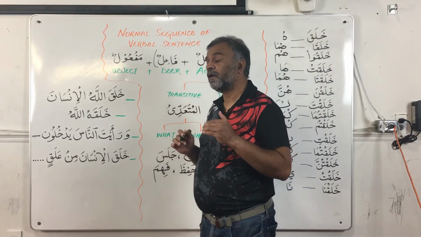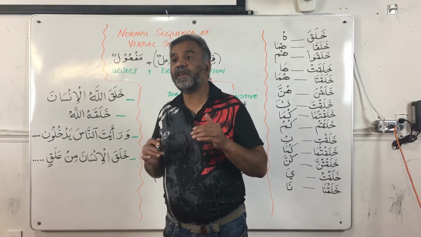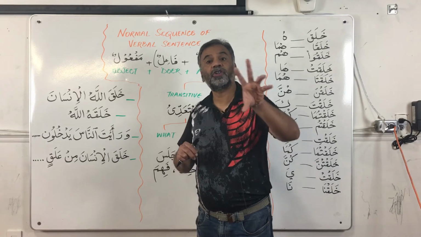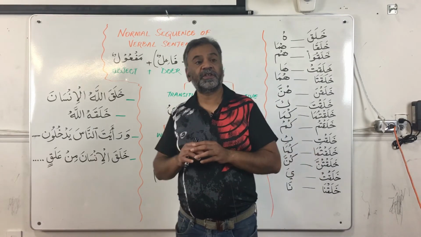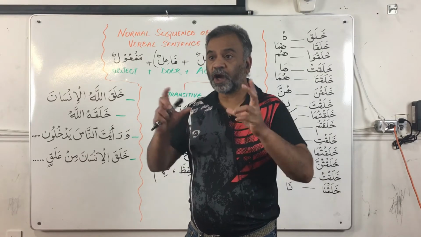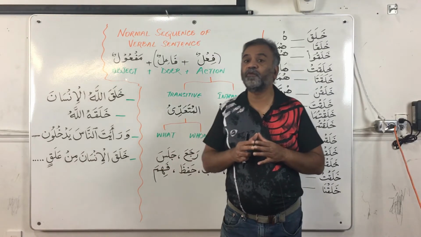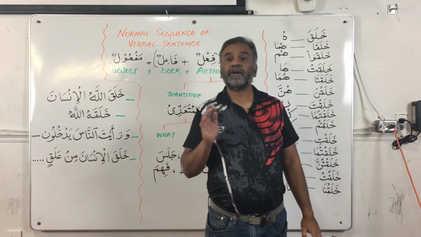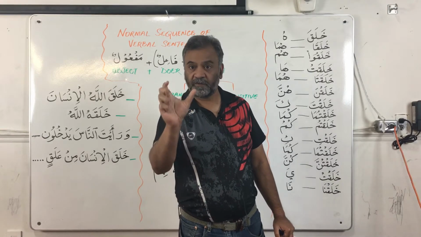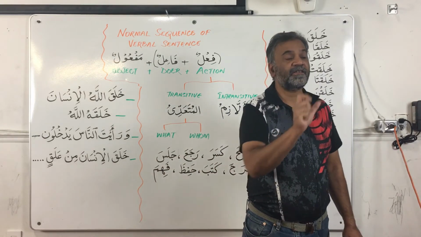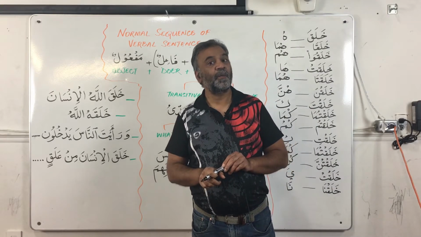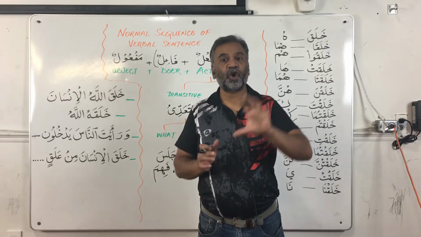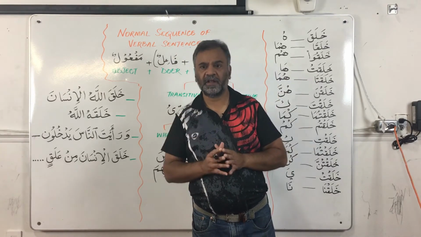Now, in a verbal sentence, if the action is performed on something, then we call it maf'ul or the object. Now, how do we identify a maf'ul or an object in a verbal sentence? The maf'ul is mansoob. So when there is a verb and there is a fa'il which is marfu, then if there is a noun which is mansoob, we can identify it as the object or the maf'ulun bihi. High level concept.